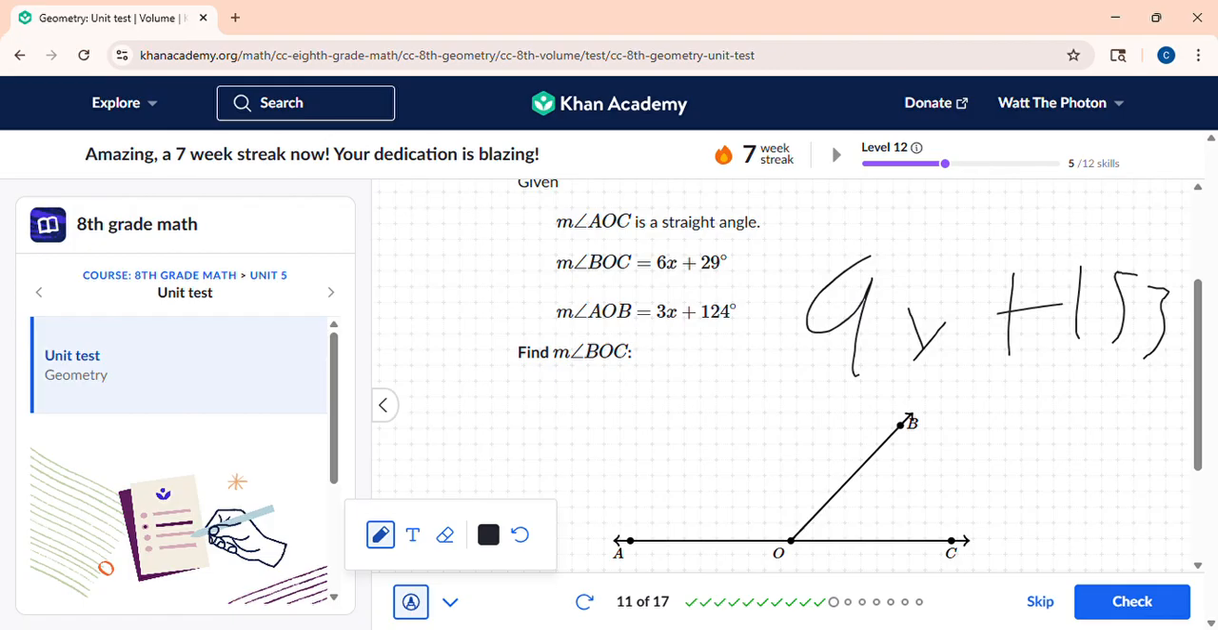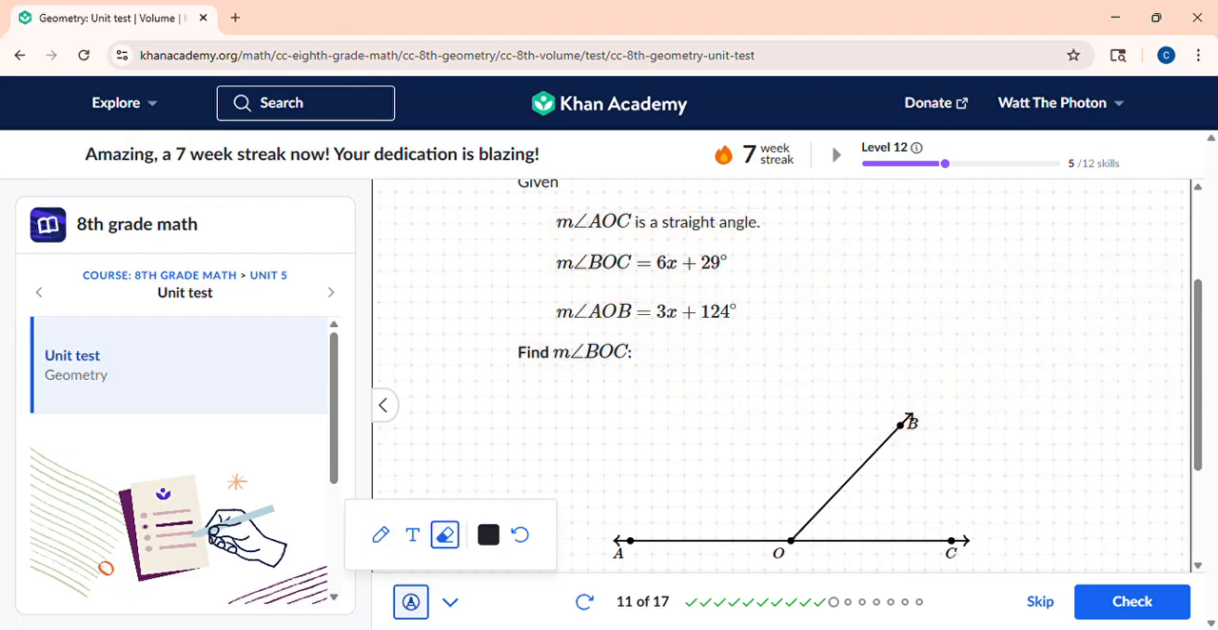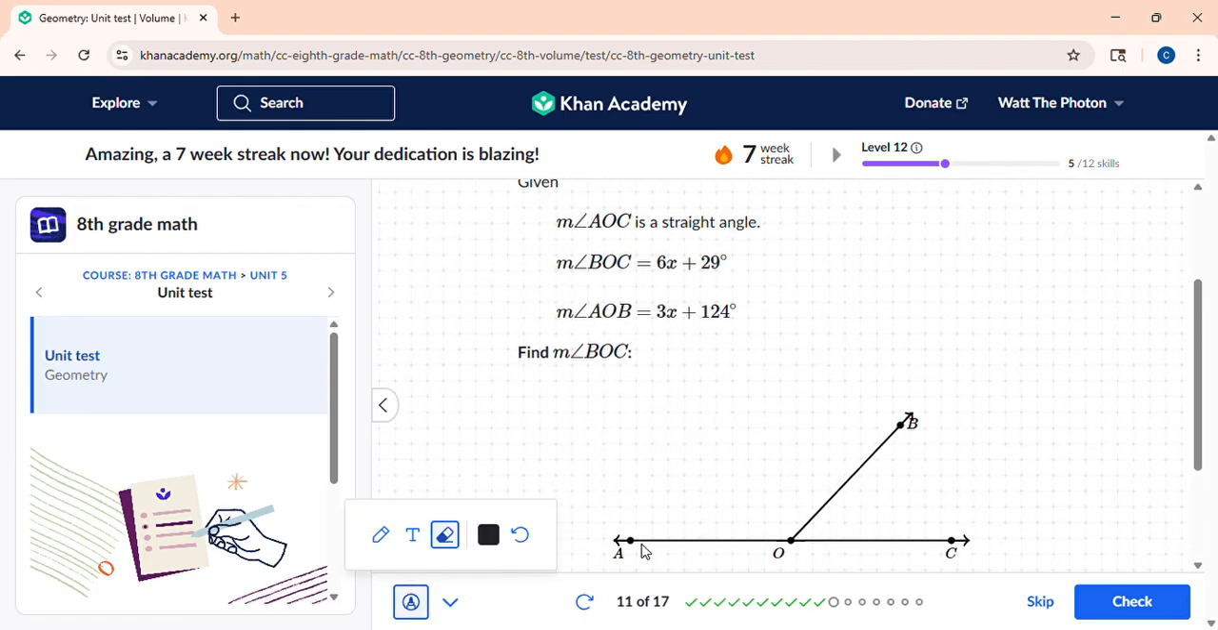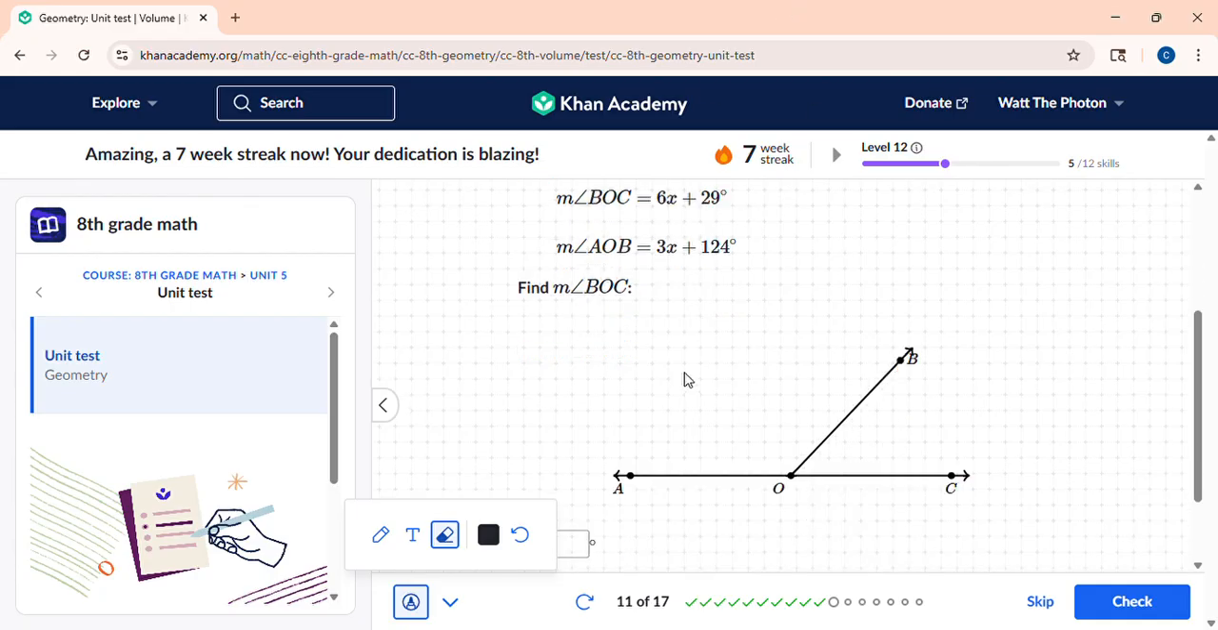Yeah, 153. This is all equal to 180 because this is a straight line, so I have 180 minus 153. We get 27. And so we have 27 equals 9x. So 27 divided by 9 is 3. So x equals 3. And then we're trying to find that BOC. So we have 3 times 6 plus 29, and that is 47.